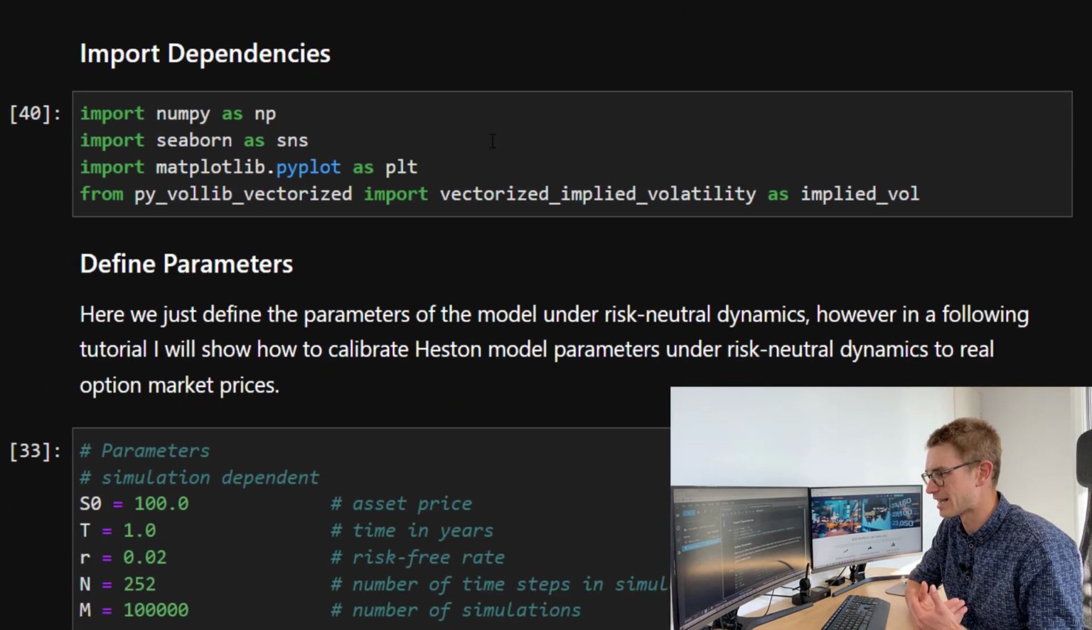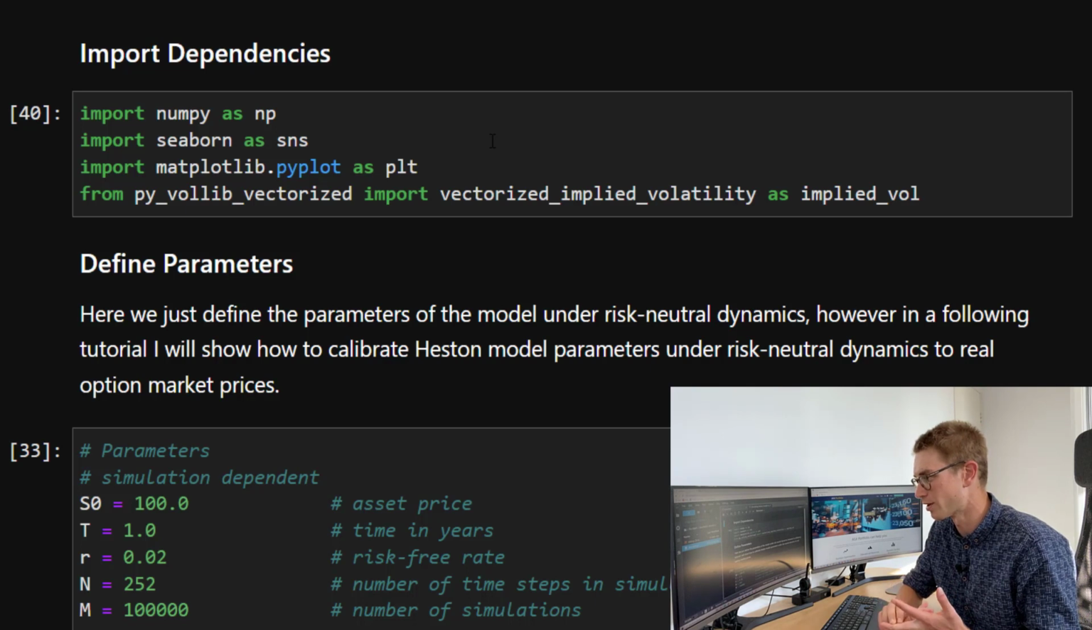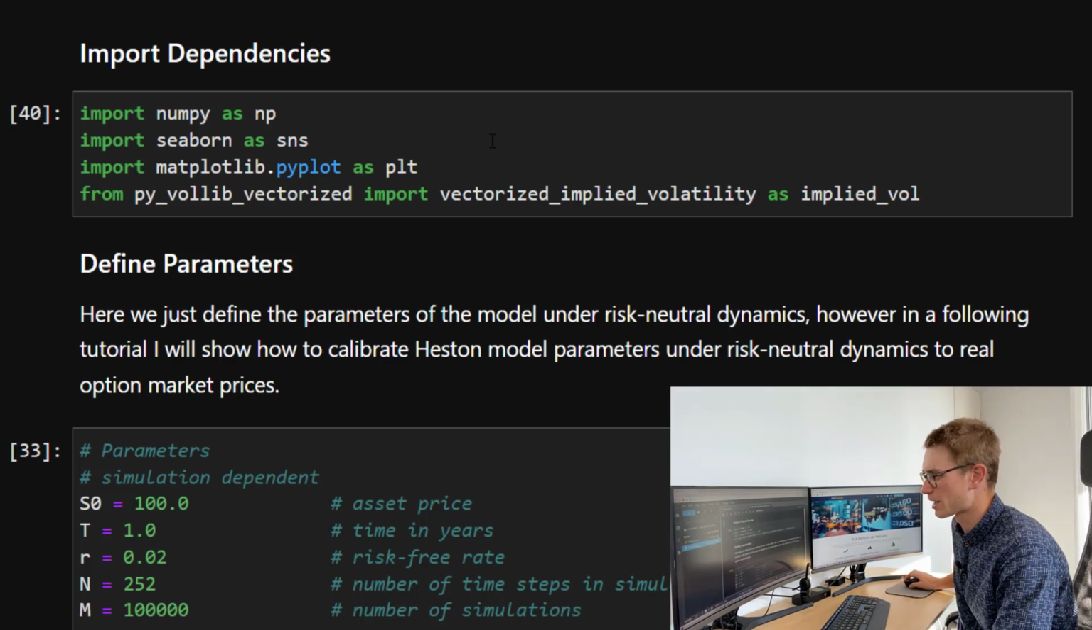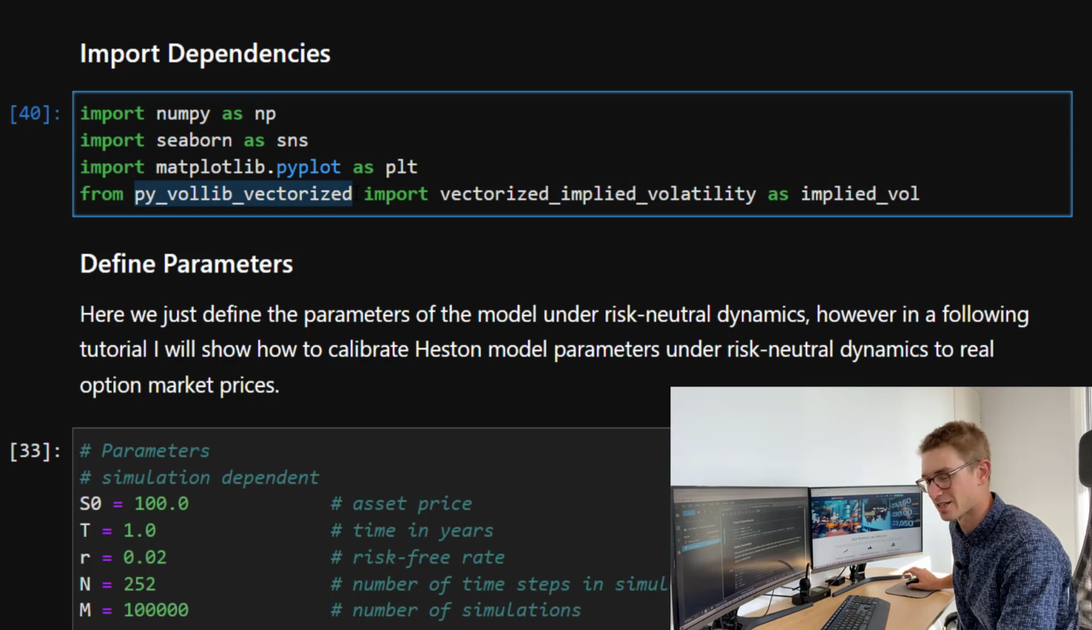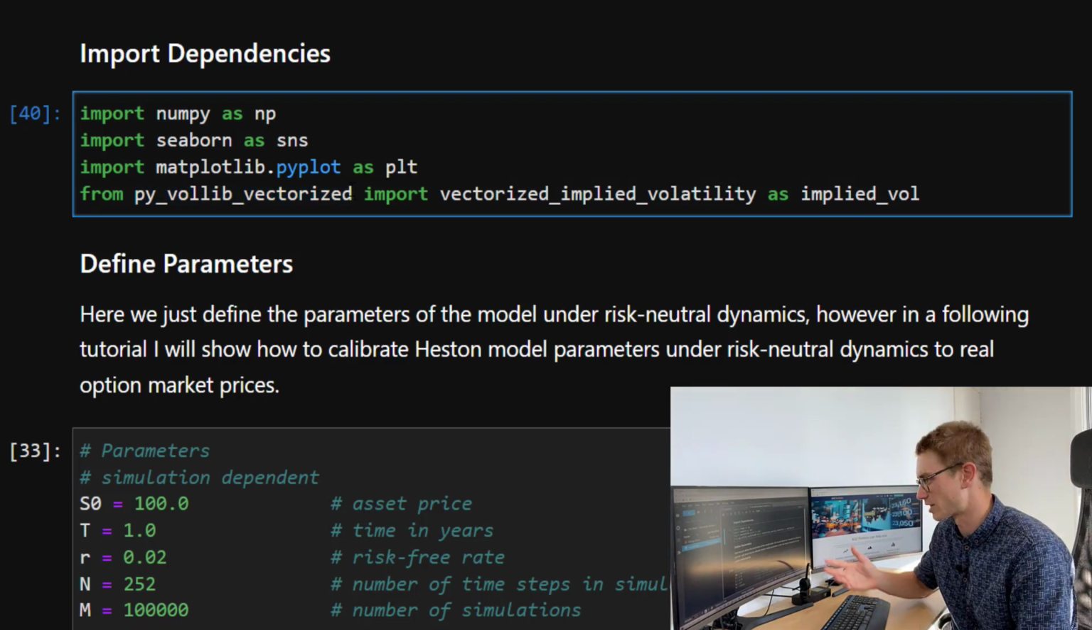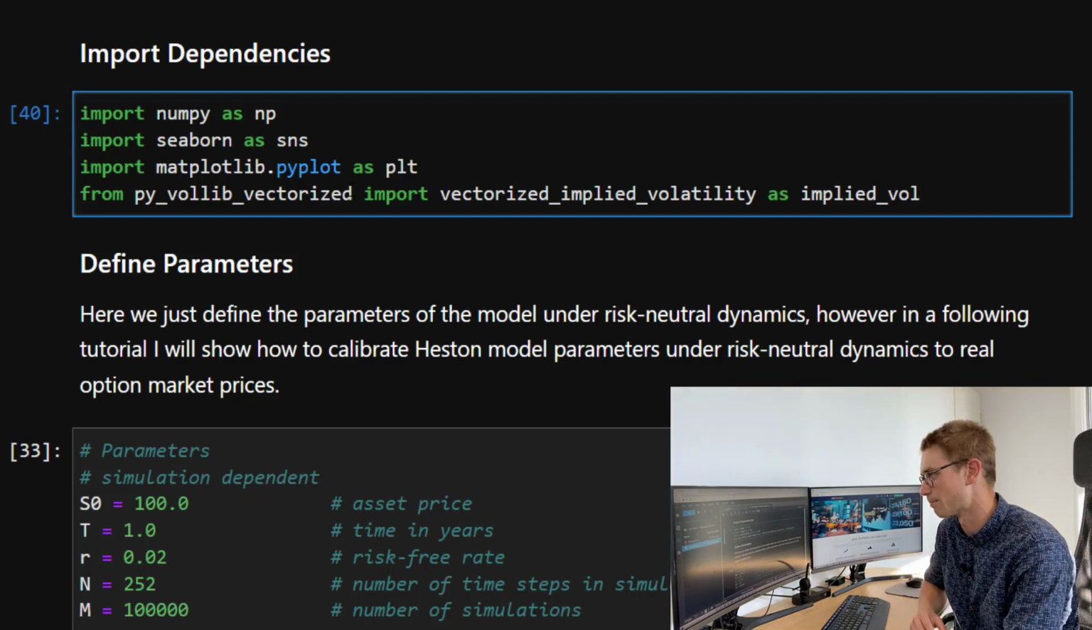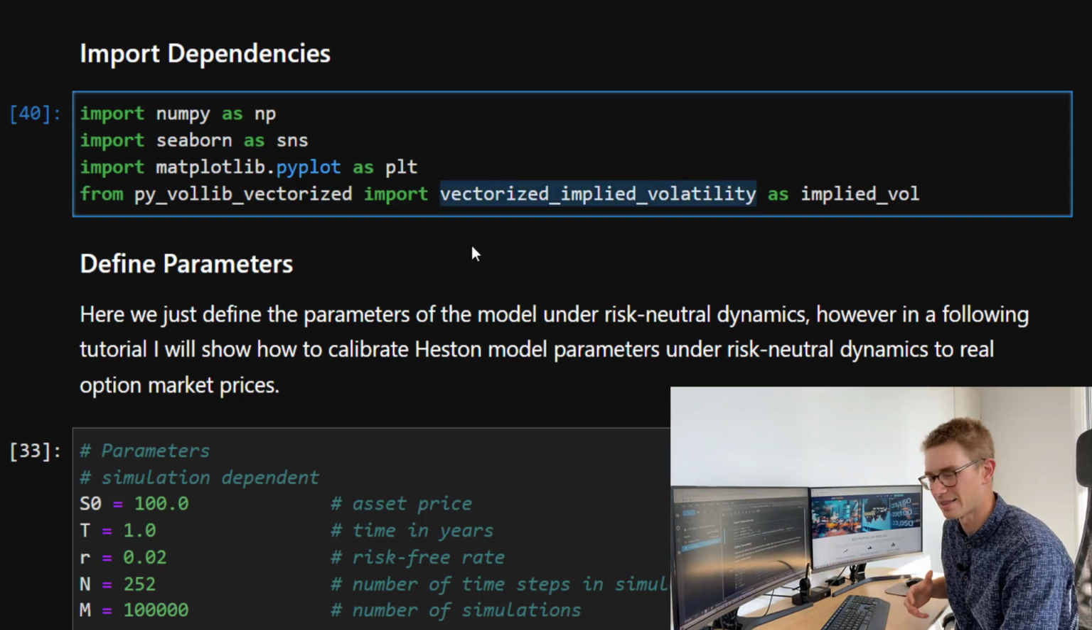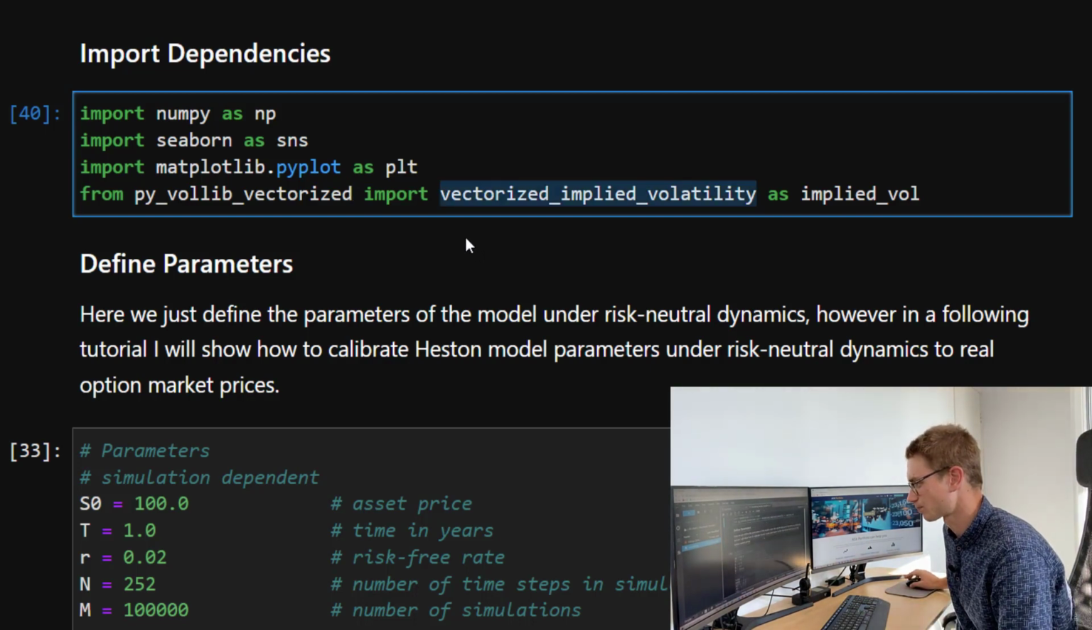First things first, let's import the dependencies. So we need NumPy. We're going to be graphing using Seaborn for distributions and then matplotlib for some of our simulation plots. We're also going to be using the PyVolLib vectorized library. Since someone in the comments left that, of course, there's a vectorized library, we're going to be using that for a large NumPy array. And we want to be taking the implied volatility module.